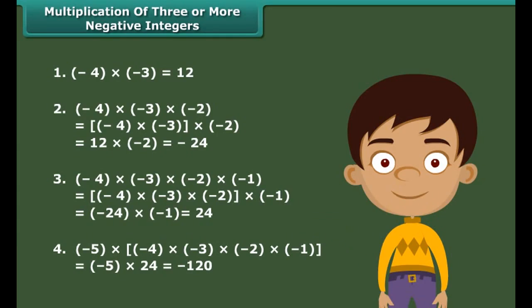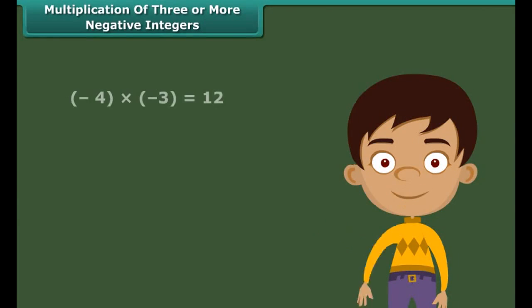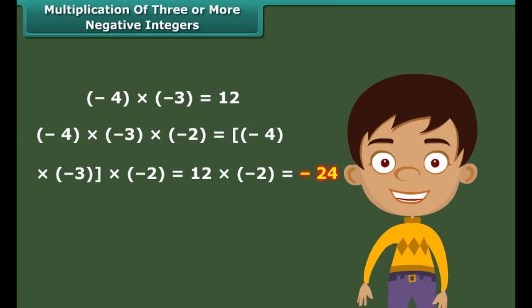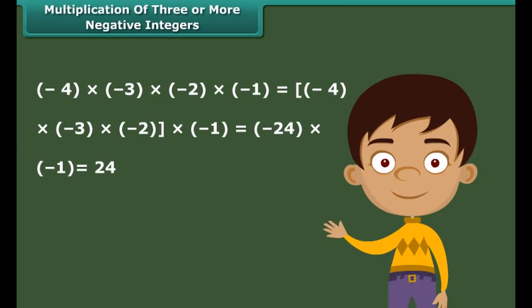In the first example, two negative integers are multiplied. In the second example, three negative integers are multiplied. In the third example, four negative integers are multiplied. And in the fourth example, 5 negative integers are multiplied. From these products, we observe that the product of two negative integers is a positive integer. The product of three negative integers is a negative integer. The product of four negative integers is a positive integer.